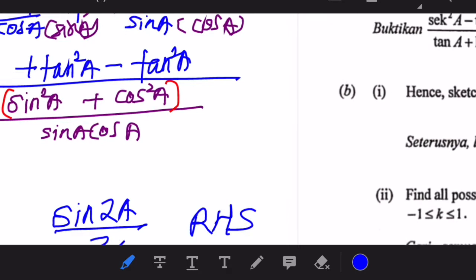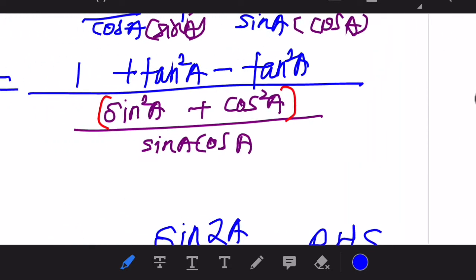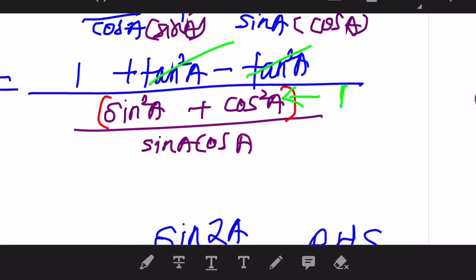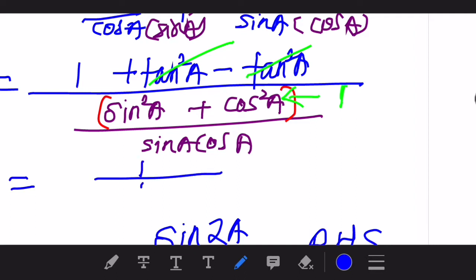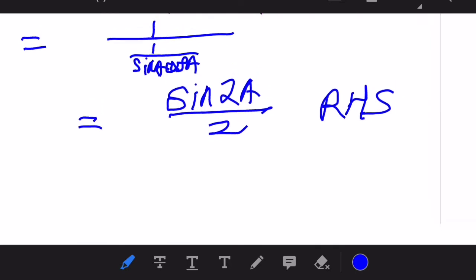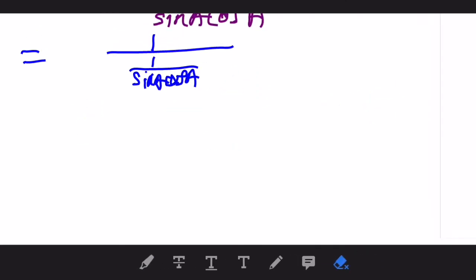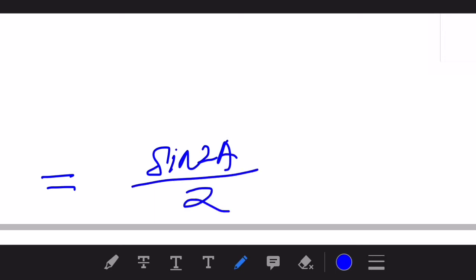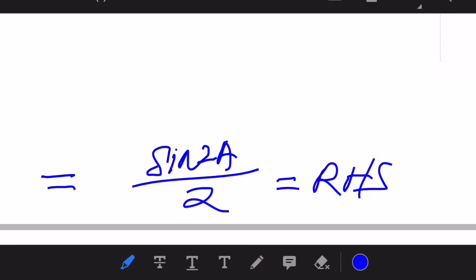So now you see I almost can simplify like this. So this is equal to 1 and this one cancels out. So finally I will have a simple working like this. I have 1 over sine A cos A, right? Okay, so now let me erase this thing. We prepare the space. I want to reach sine 2A over 2, which is the right hand side, right? Okay, so we have to show the proper step.